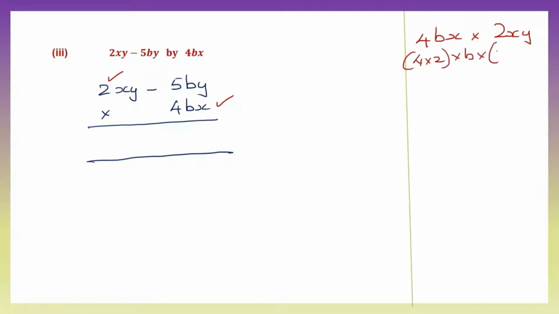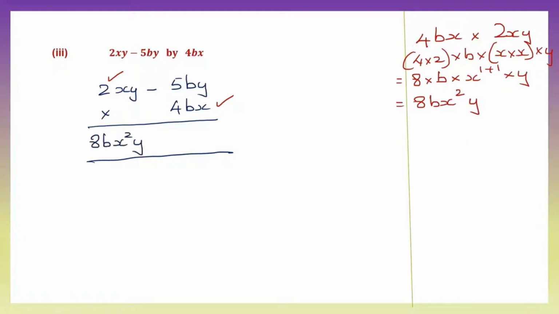Now let's take the x, we have 2x into x, and then we have a y. So 4 2s are 8 into b into x to the power of 1 plus 1 into y. So this becomes 8bx square y. So what do we have? We have 8bx square y. So now we finished with 2xy.